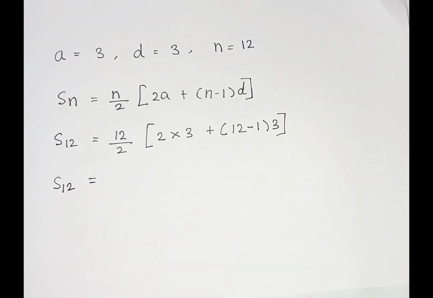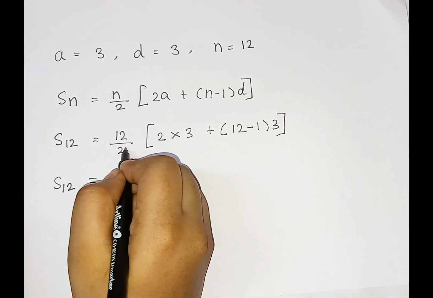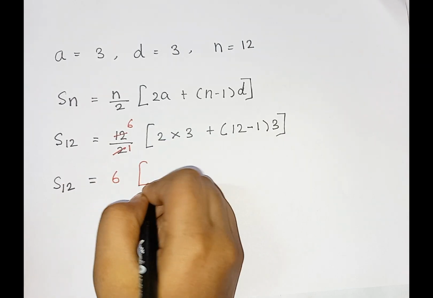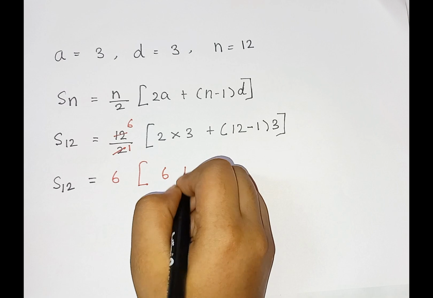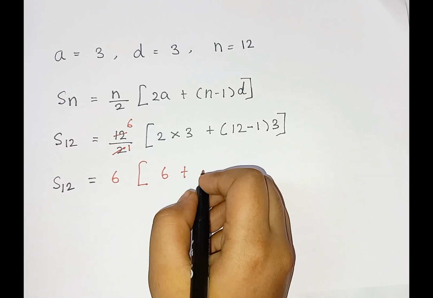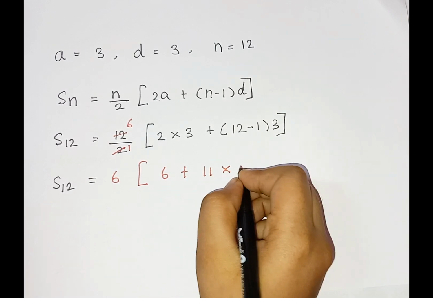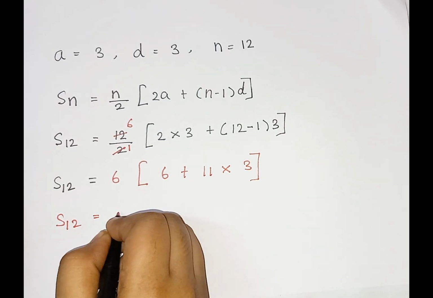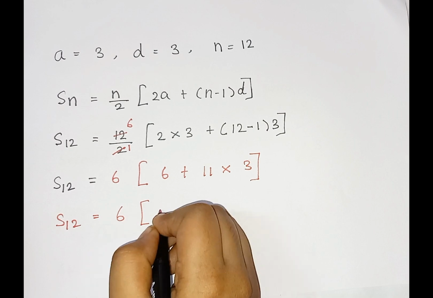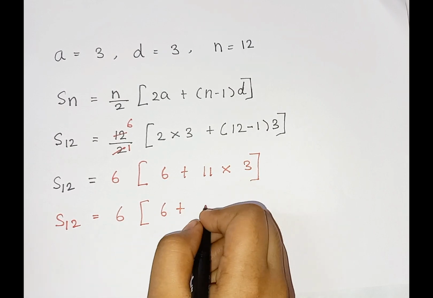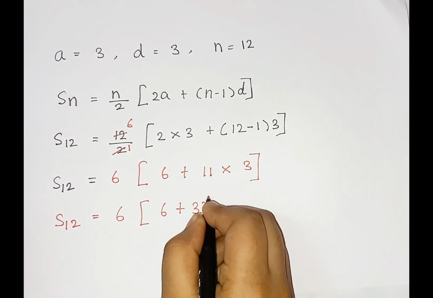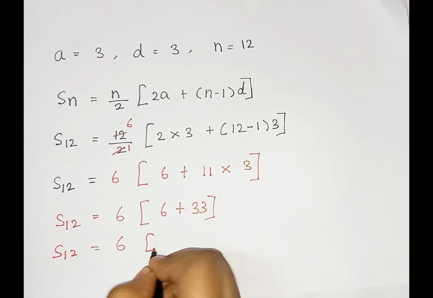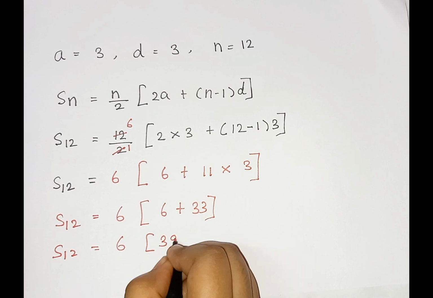So here we have 12 divided by 2, right? So we can cancel it. 2 6s are 12. So 6 into bracket, 2 into 3 is 6, plus 12 minus 1 is 11, into 3. So 6 into bracket, 6 plus 11 into 3 which is 33, close the bracket. When we add them now, we get 39.